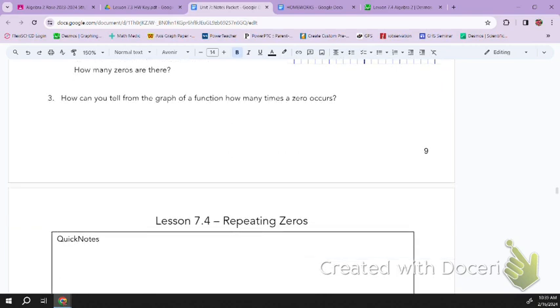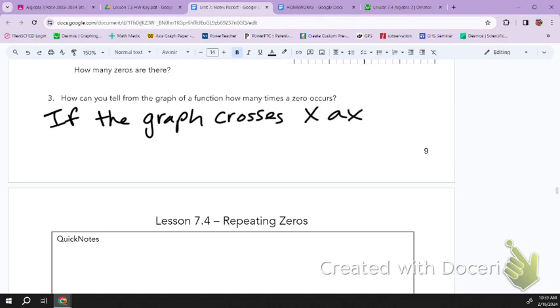Okay, if the graph crosses the x-axis and goes through, then the 0 occurs once.